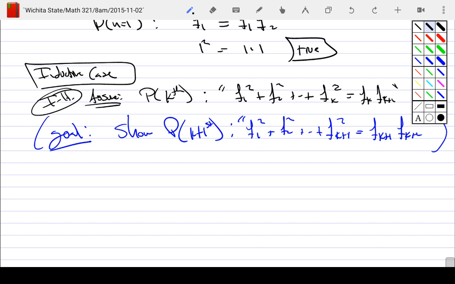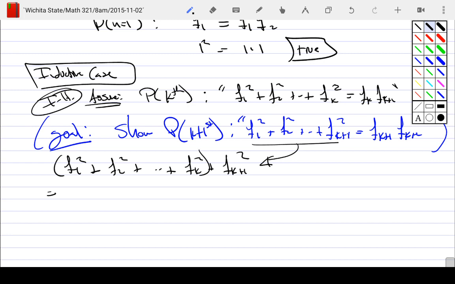So, f1 squared plus f2 squared plus everything up to fk plus 1 is actually fk squared plus fk plus 1 squared, right? That is that. Is everybody okay? What is that equal to? Well, if I grouped this by the inductive hypothesis, let's replace it with what it's equal to. What is that equal to? What's that parenthesis equal to? Fk, Fk plus 1, and I still have my Fk plus 1 squared. Is everybody okay with that?